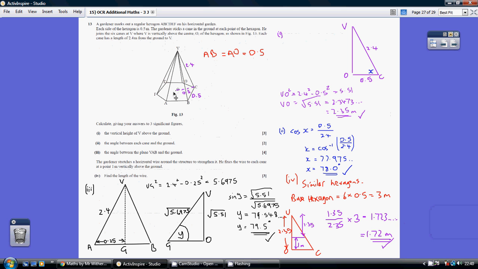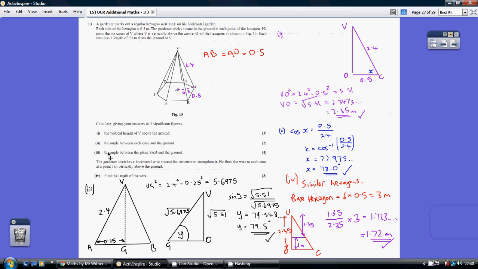So back to our triangle VOC, we know OC is 0.5 and VC is 2.4. So our length VO, just using a take-away Pythagoras, is 2.35 to 3 sig figs. Now part 2, the angle between each cane and the ground, so this angle X, VCO. Using the same triangle I can say cosine X is adjacent over hypotenuse, 0.5 over 2.4, so X is inverse cos of 0.5 over 2.4, which is 78.0 degrees to 3 sig figs.